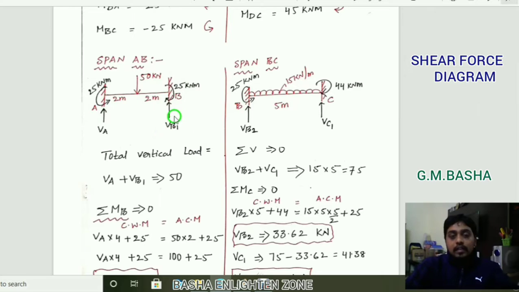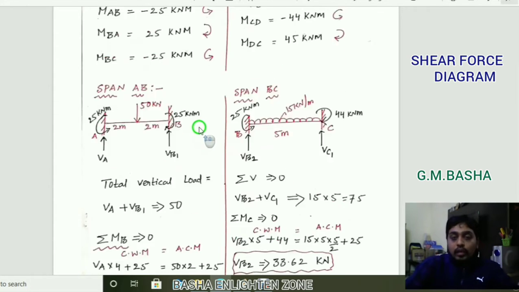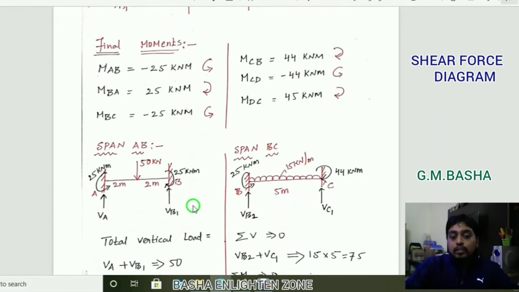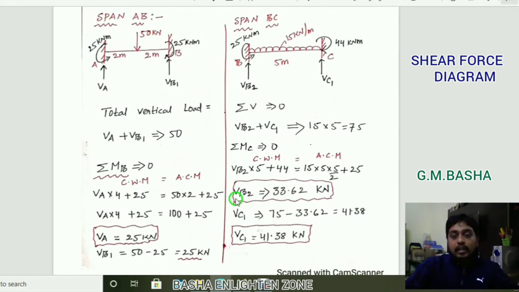That is the reason that while calculating the AB span, I am taking the vertical reaction at B as VB1, and at the BC span the vertical reaction at B is VB2 here. This is 2, VB2. So if you want the vertical reaction at B, you can add these two, VB1 plus VB2, and then you will obtain the vertical reaction at B directly.